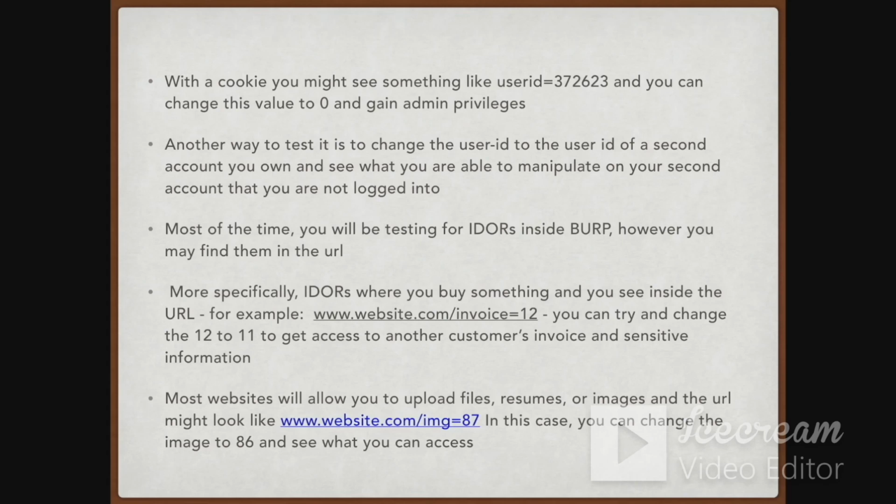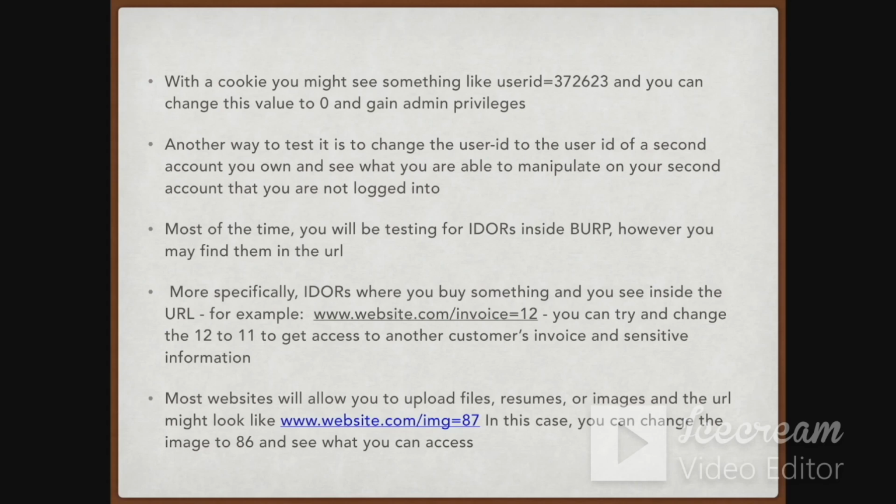I think they're easier to test for in Burp because it's all laid out for us, as we'll see in the coming videos. And so another example would be you can upload images or resumes, like on Indeed. You can upload a resume, and you can see in the URL if you pull your resume. So let's pretend this is Indeed and it says www.indeed.com, and then it's got a slash and it says resume equals 87, and that's your resume.